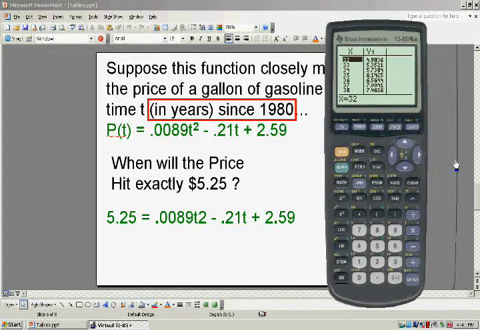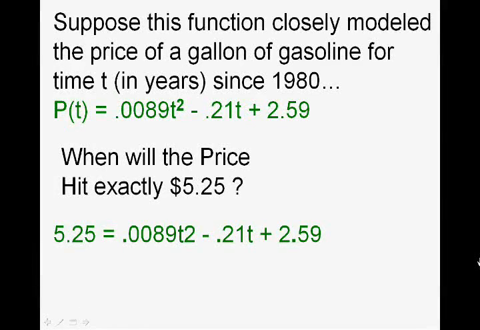So I can answer the question, because it says years since 1980, by adding 32 to 1980, and I've answered the question. In what year will it hit exactly 5.25? Well, 1980 plus 32 is 2012. You got it. So I've answered the question using the table feature of the graphing calculator and working backwards, if you would. Now let's use the graphing calculator's table feature to solve another messy equation.